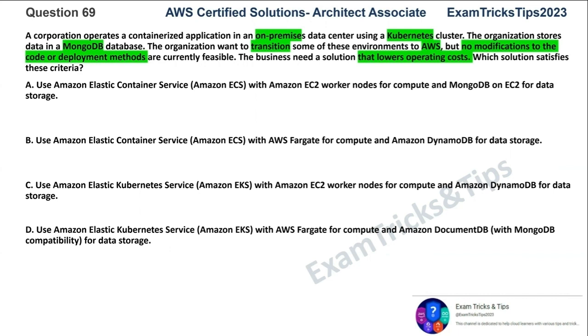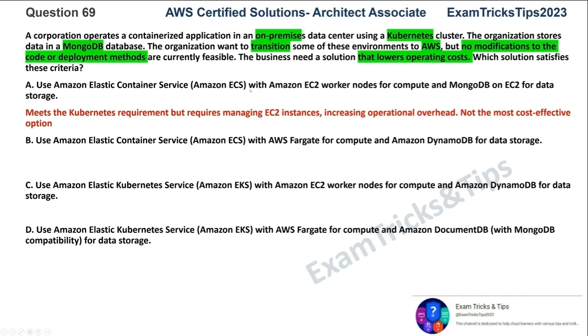So the first one says, let's use Elastic Container Service in Amazon and EC2 worker nodes for compute and MongoDB on EC2 for data storage. Now, this meets the Kubernetes requirement because we are using ECS, but it will require managing EC2 instances for MongoDB as well as for ECS. That would increase the operational overhead. So you do not have a serverless solution here. So that's not going to work in terms of the lower operating cost requirement. So we rule that out.